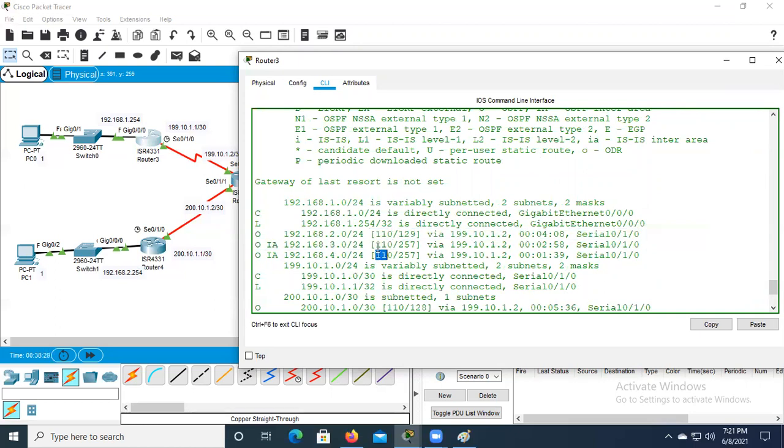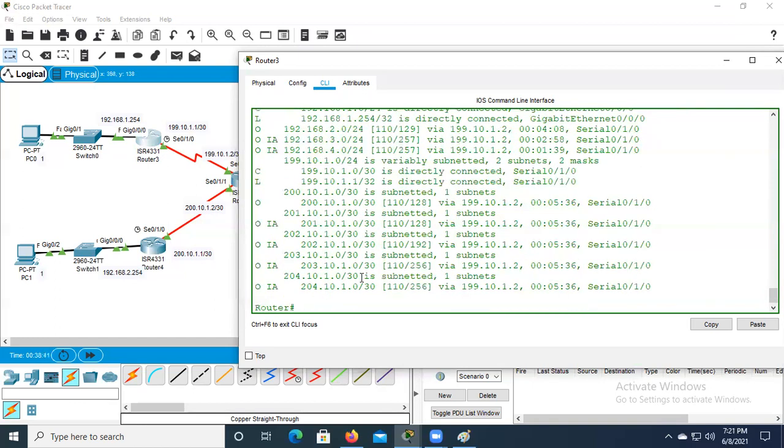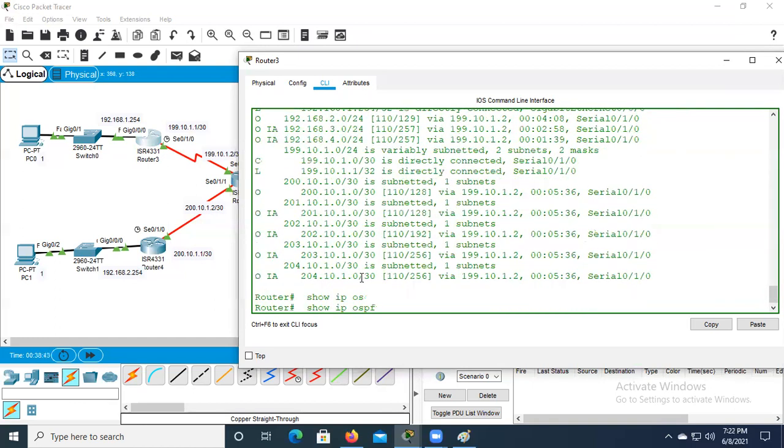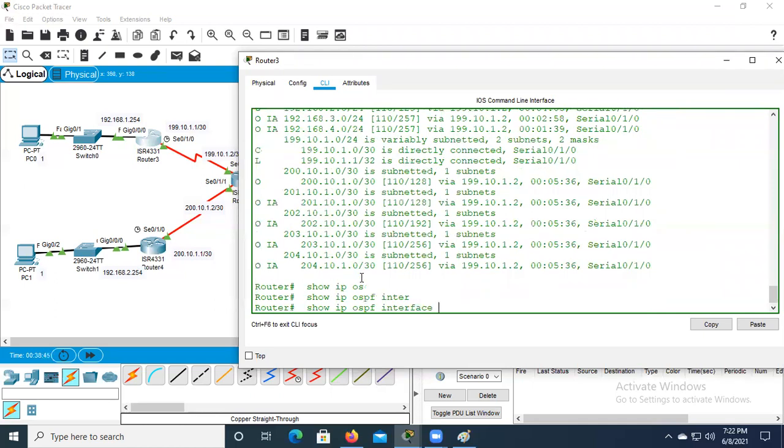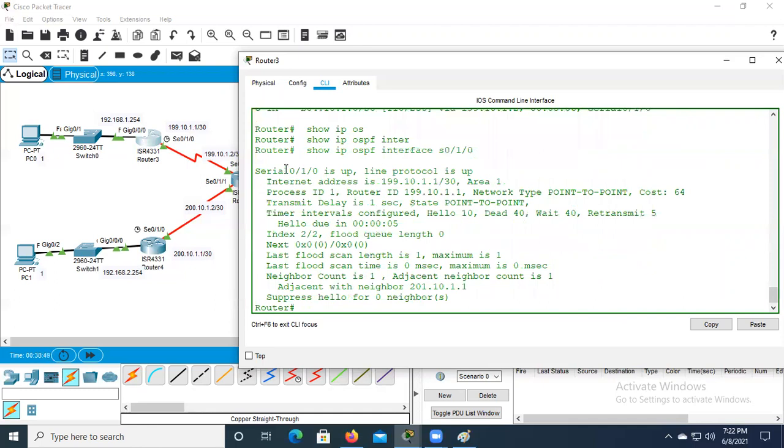110 it is. And we have a metric. The metrics are coming with 129. Based on your OSPF of the WAN, if I'm going for show IP OSPF interface serial 0/1/0, show IP OSPF interface serial 0/1/0, the interface of this.